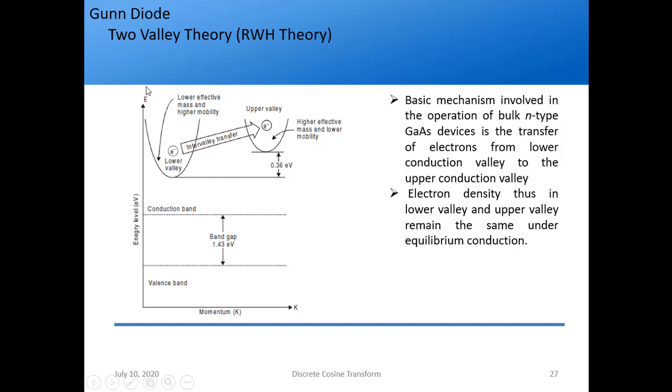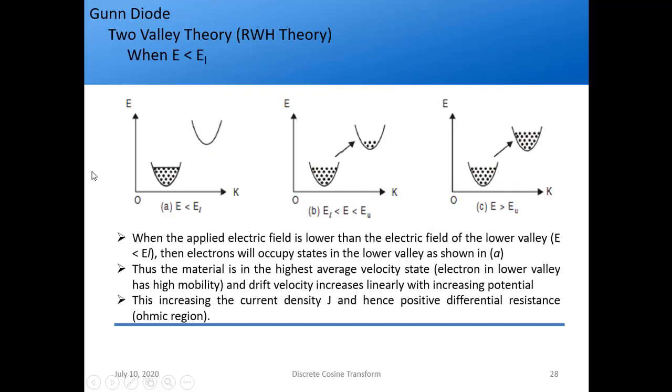So what we essentially require is, the working of the Gunn diode is the transfer of electrons from the lower valley to the upper valley. For that we apply an electric field. When the electric field is less than the lower valley electric field, all the electrons will be here, right? So the electrons occupy states in the lower valley.